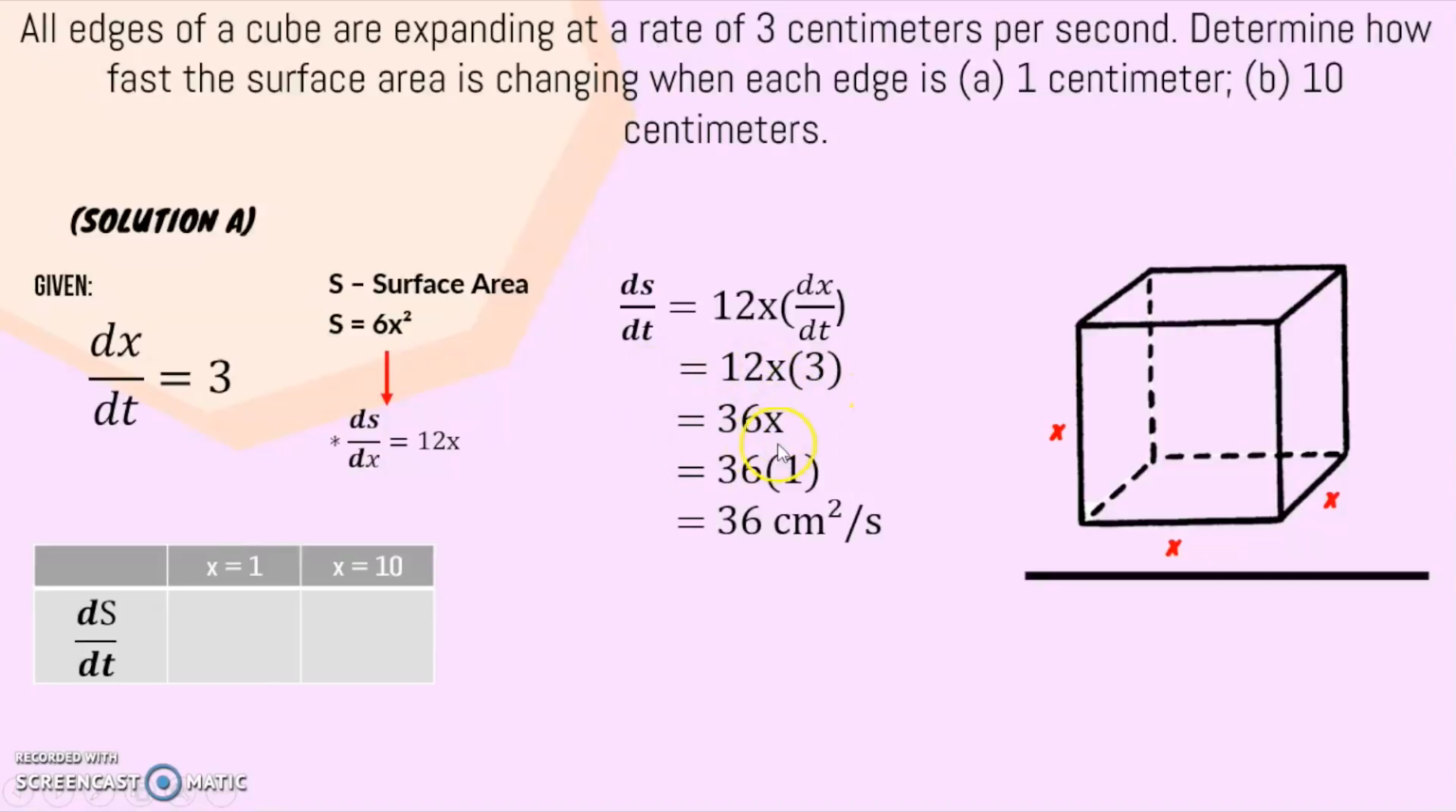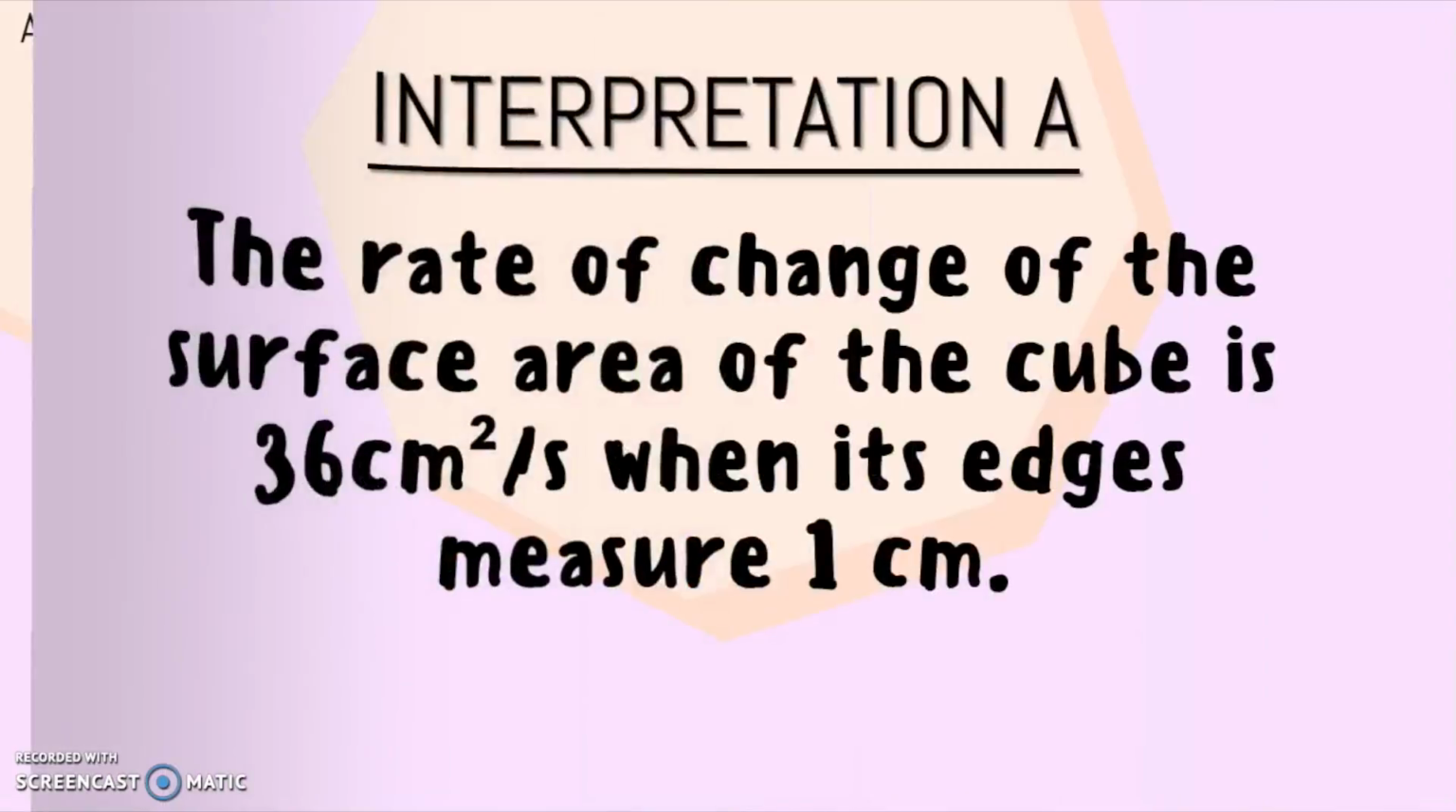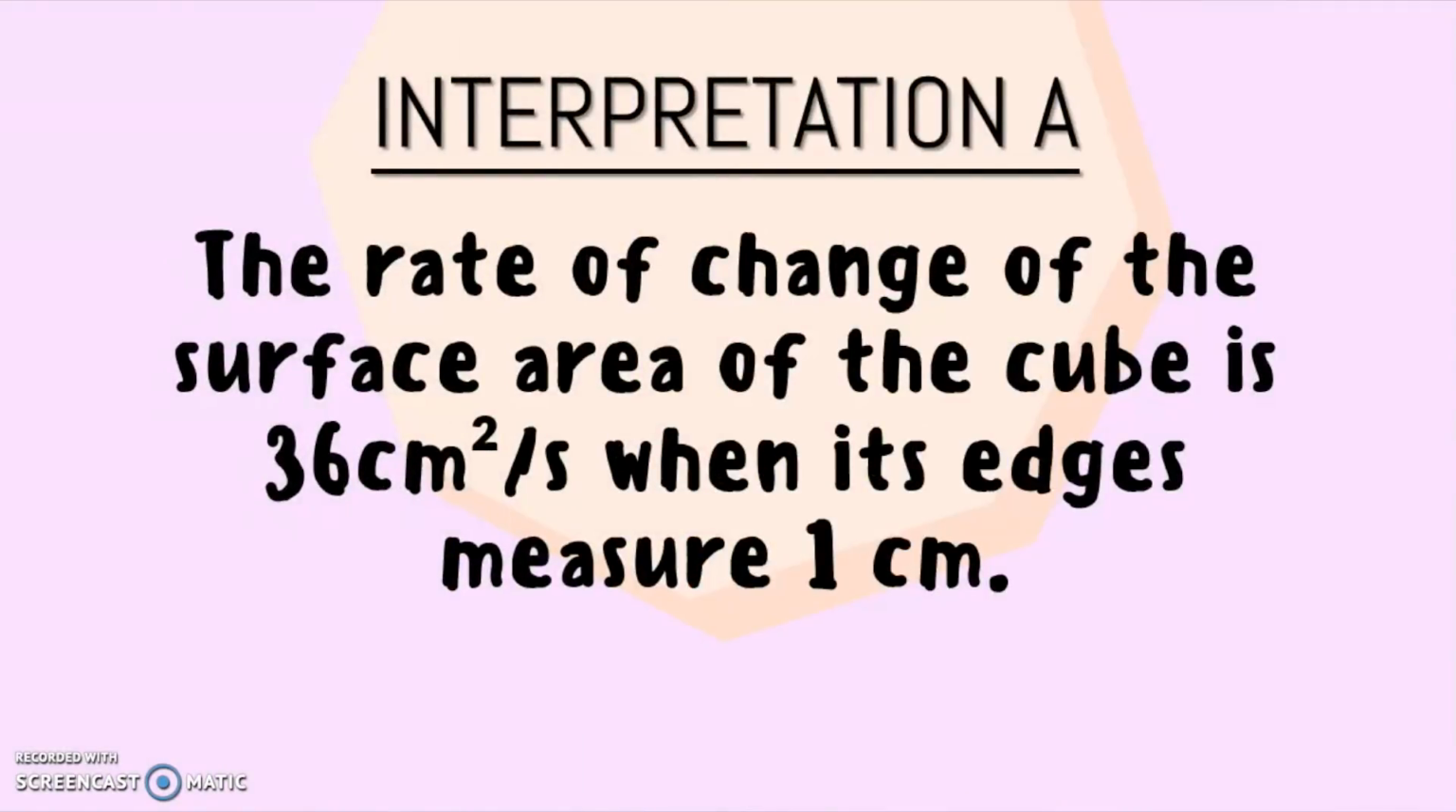Now all we have to do is substitute the value of x in 36x to find out how fast the surface area is changing when each edge is at 1 centimeter. So we have 36 times 1, giving us 36 square centimeters per second. To interpret this, the rate of change of the surface area of the cube is 36 square centimeters per second when its edges measure 1 centimeter.